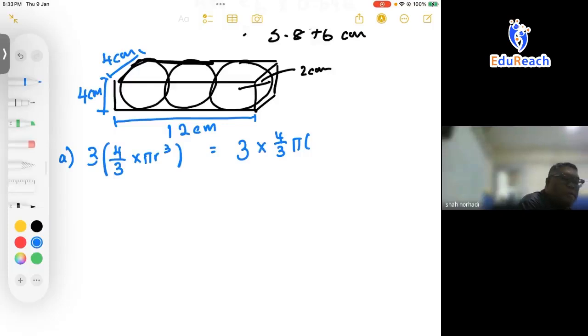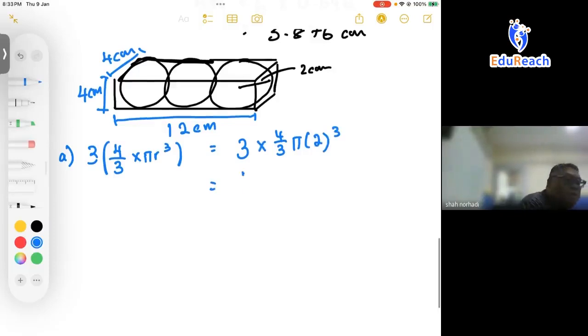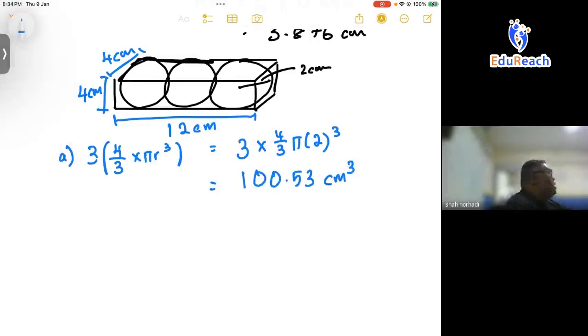Times 3, this is 2 pi r cubed. Okay, answer? 100.53 cm cubed. Okay. So this is application of formula. The first question, very easy.